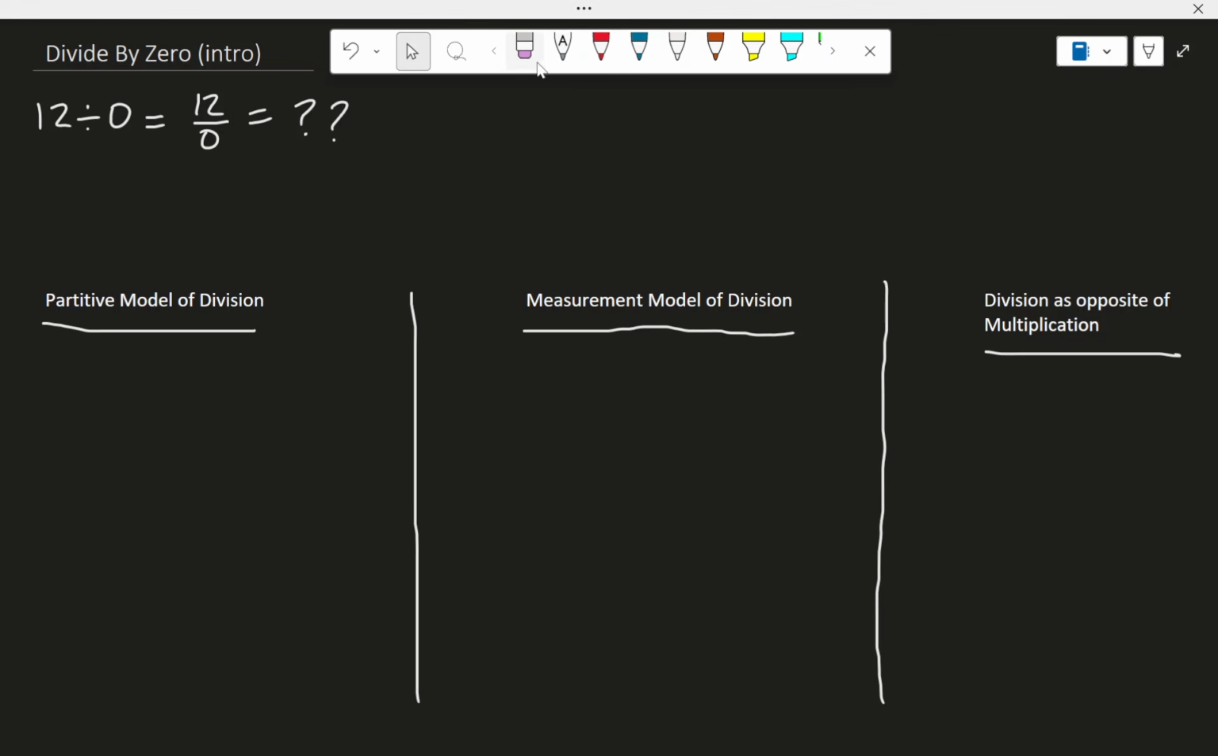We're going to look at dividing by zero. You may have heard in the past that you can't divide by zero, and this is true. We'll see why it works that way. We're actually going to look at three different models.